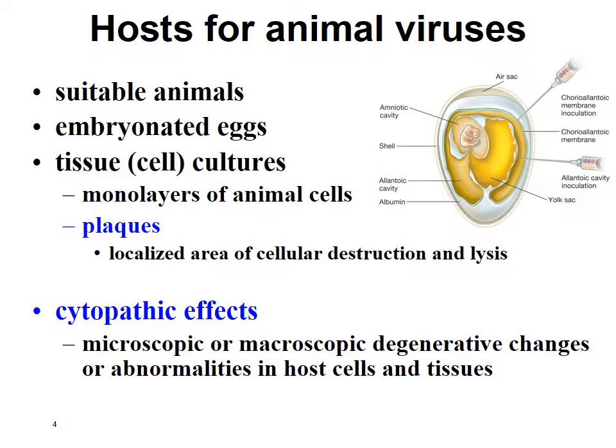Now, viral growth doesn't always result in cell lysis to form a plaque. Animal viruses in particular can cause microscopic or macroscopic changes or abnormalities in host cells and in host tissues. And these are referred to as cytopathic effects, or CPEs. Cytopathic effects may be lethal to the cells or tissues, but plaque formation from cell lysis doesn't always occur.